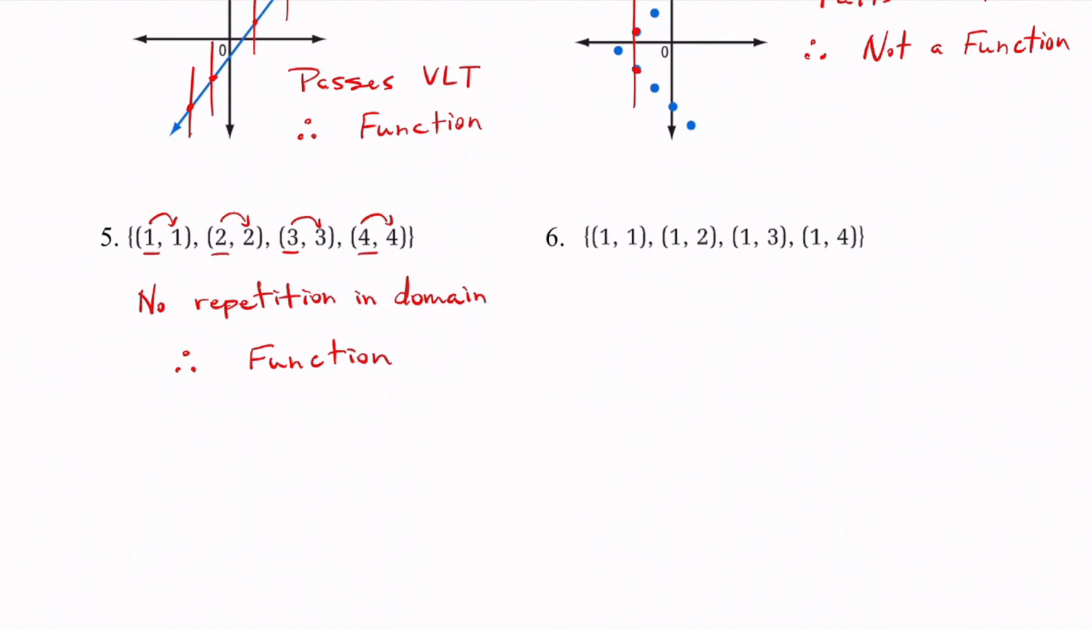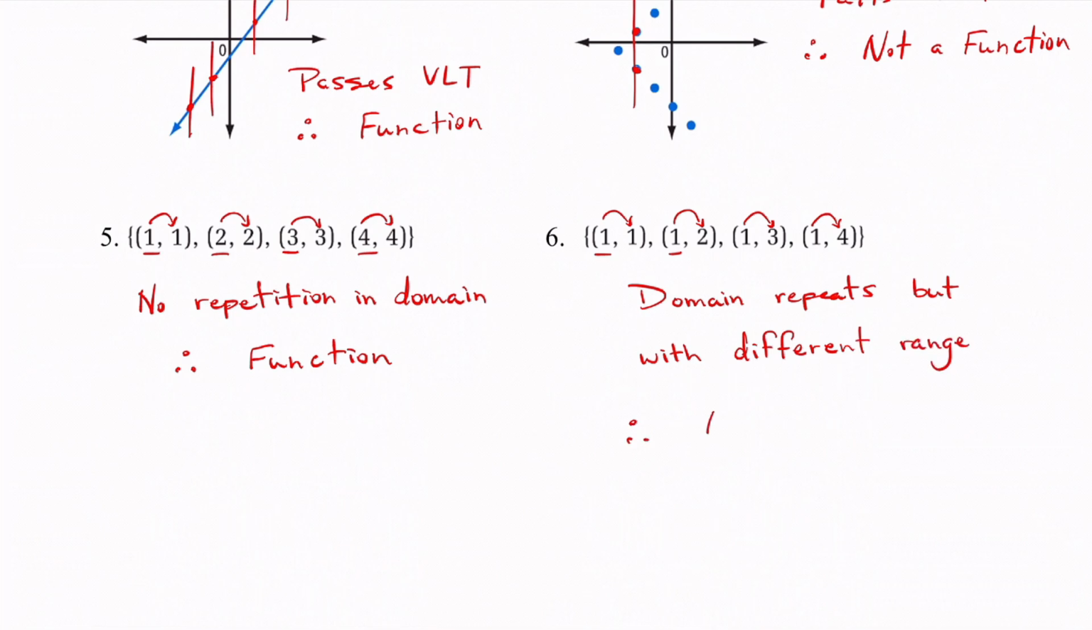Looking at number 6, 1 gives out 1, and now 1 gives out a 2, and then 1 gives out a 3, and then 1 gives out a 4. So that can't happen. So 1, this is repeating, but it's giving out different values each time. So therefore, it is not a function. So the domain repeats, but it has a different range each time. It was a 1, then a 2, then a 3. So it was changing, so it's not a function.